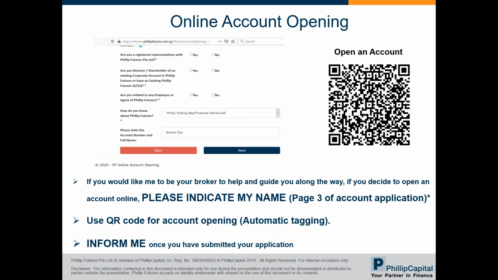So use the QR code for account opening. That will automatically tag. That'll be the best way. Otherwise, do indicate my name and do inform me once you have submitted the application, so I actually can follow up with you if there's any necessary follow up. So yeah, drop me a text or drop me a call. I'll share my mobile number at the end.